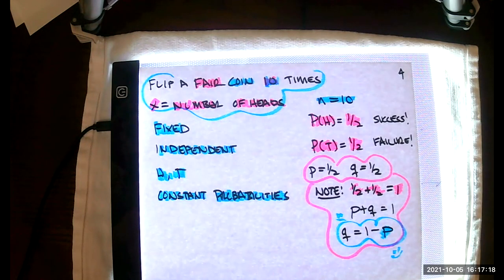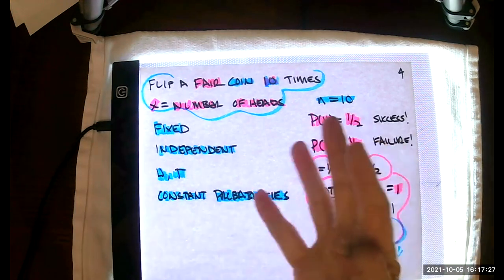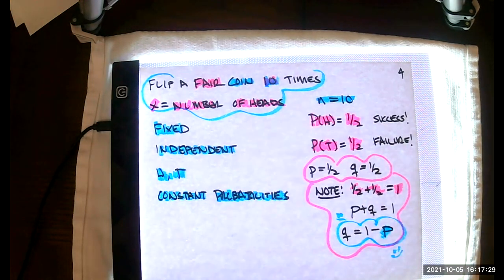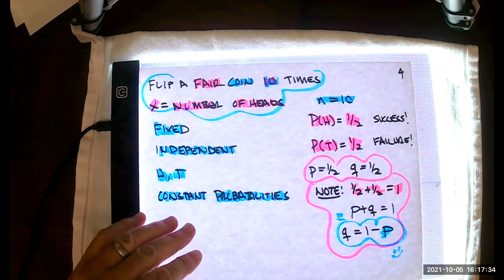So we're going to flip a fair coin 10 times. X is the number of heads. So yes, this is a binomial probability distribution procedure that matches the 4 requirements. In terms of notation, there it is. That's what we have. Let me give you another example.